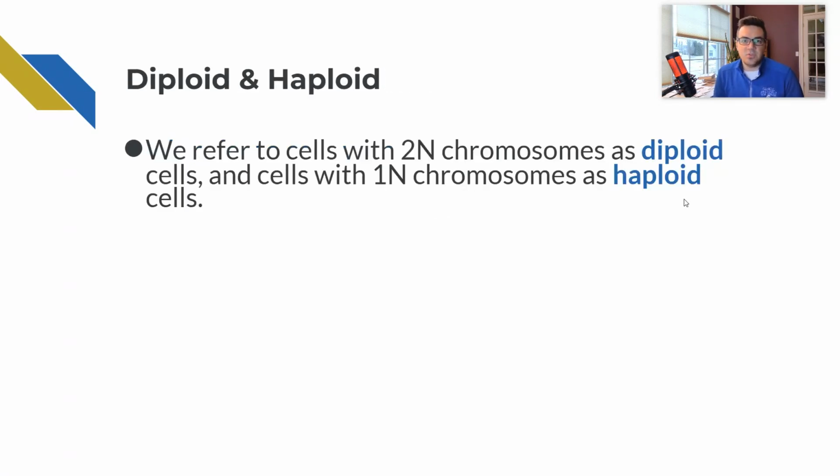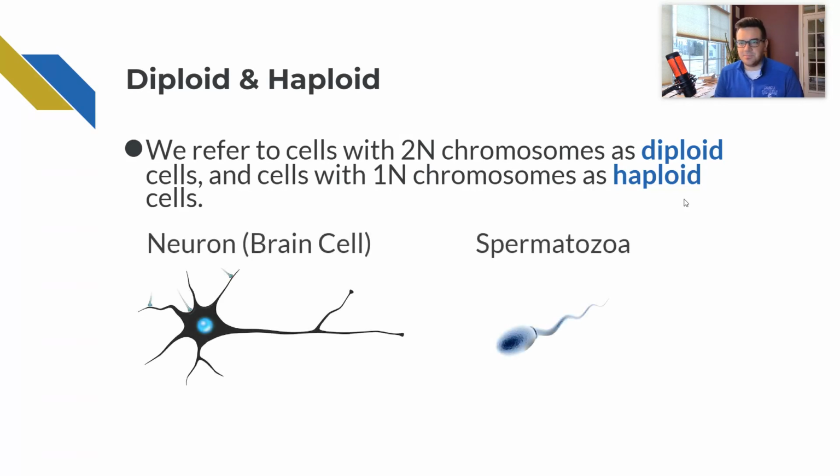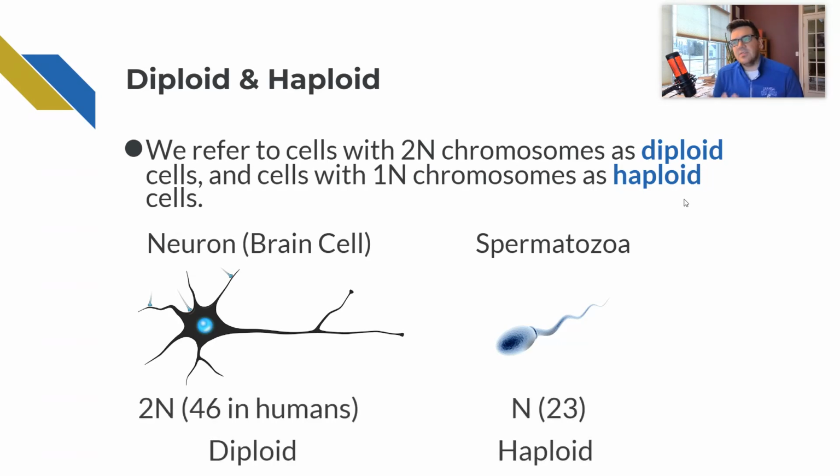So cells that have 2 copies of every chromosome, we call those diploid, right? Di means 2, so we have 2 copies of every chromosome, or 2N number of chromosomes. And then the sex cells are going to be what we call haploid. Haploid means there's only one set of chromosomes, or 1N. So for example, a neuron, which is a cell you can find in your brain and in your nerves, versus a spermatozoa: the neuron is going to be 2N, and the sperm cell is going to be 1N. And in humans, those numbers are 46 and 23, right? Because N equals 23 in humans. There are 23 different chromosomes, or 23 pairs of chromosomes, in a diploid body cell.